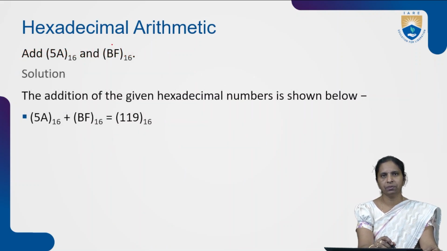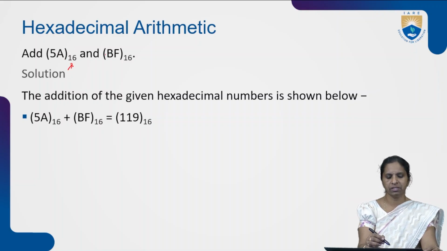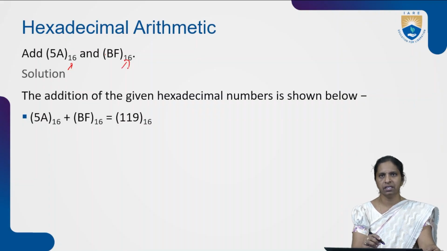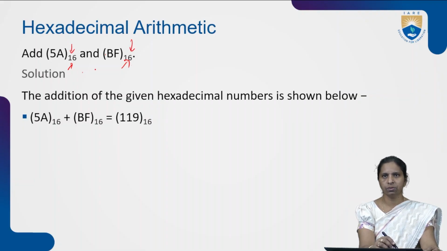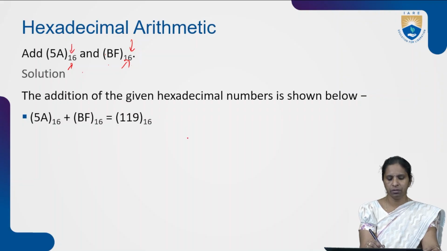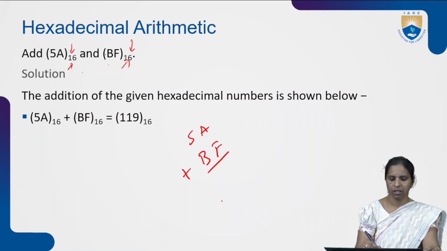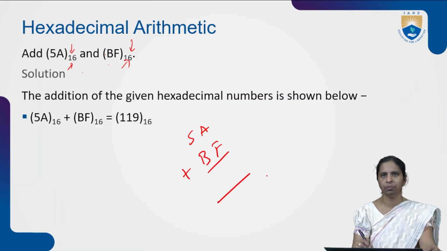Now for example, if you want to add 5A and BF, and these two numbers are represented in which number system? Here, the hexadecimal number system. This is the base of this number system. So you want to add these two numbers, 5A plus BF. Now we have to perform the addition operation.